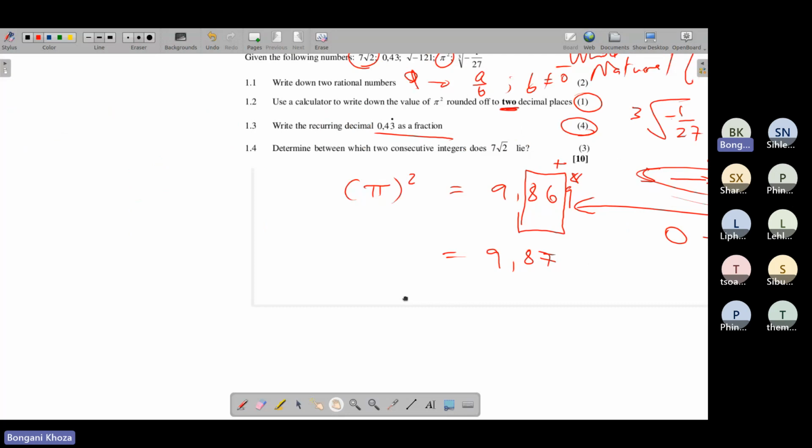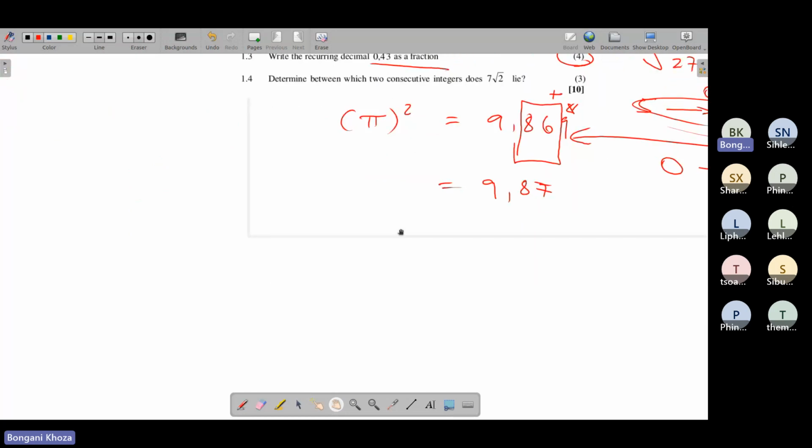All right, for 1.4, we are asked to find out between which consecutive integers does 7√2 lie. So we are looking for 7√2. That means we'll do that thing of finding the perfect square that will be before this number and the perfect square that might be above this number, right?